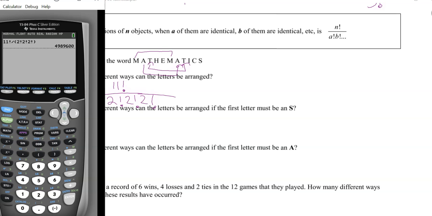And we end up with 4,989,600. Okay, as compared to just 11 factorial, right? Like 11 factorial. So if they were all different letters, there would have been 39,916,800, right?